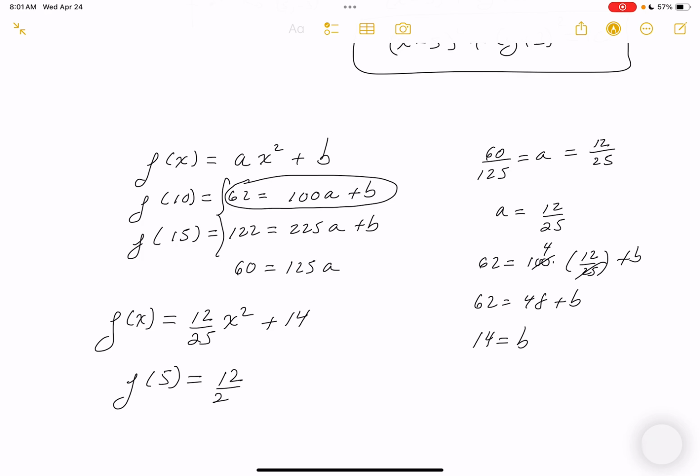That's going to be 12 over 25 times 5 squared, which is 25. And what are you going to get there? 12 plus 14, which is going to be 26. All right? This one's done. We'll go to the next question. I'll do a separate video for that.